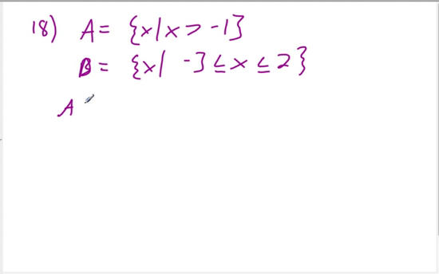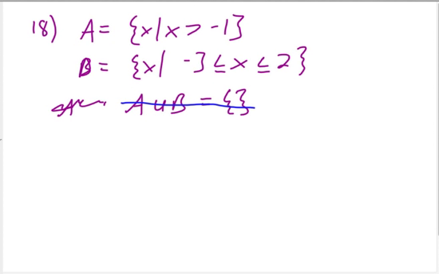Well, the first one says A union B equals the null set. Well, the union of A and B would be all things in A and all things in B. So that's actually going to be a huge amount of things. So it's definitely not this.